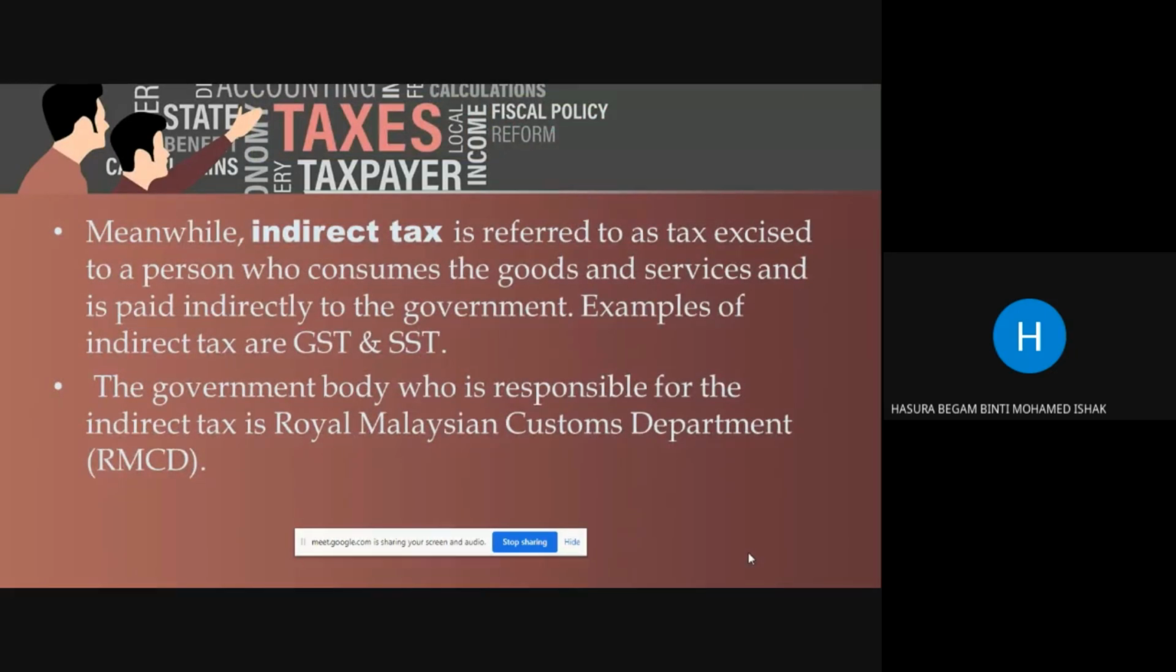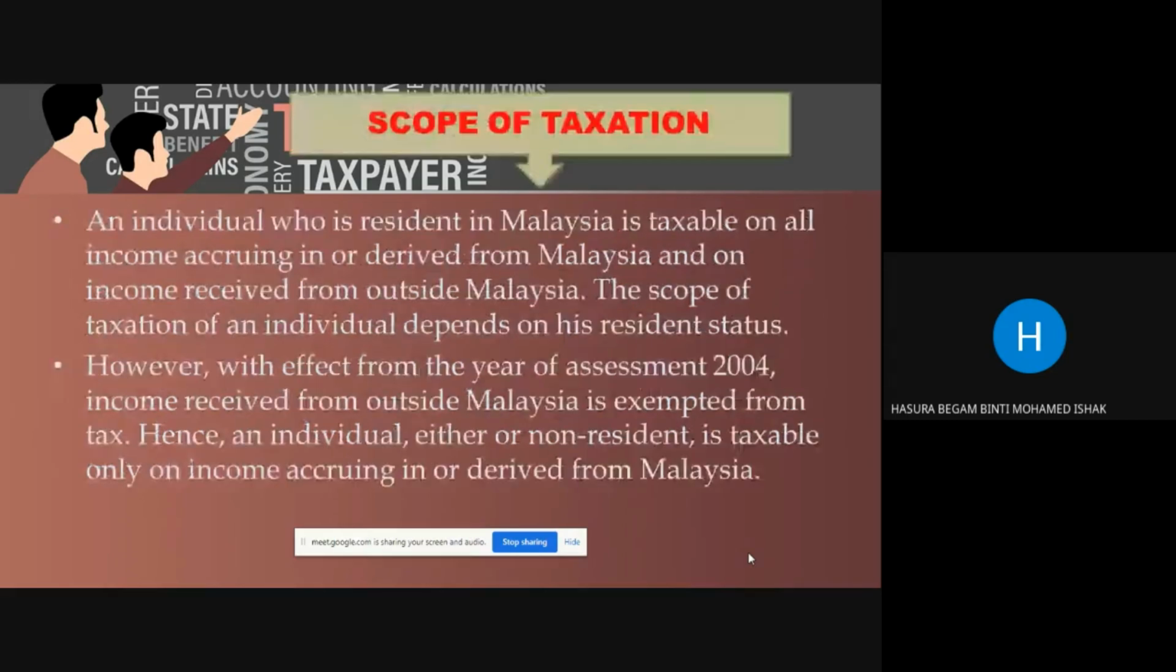Meanwhile, indirect tax refers to tax imposed on a person who consumes goods and services and is paid indirectly to the government. Examples of indirect tax are GST and also SST. The government body responsible for indirect tax is the Royal Malaysian Customs Department, which is RMCD. So, scope of taxation.